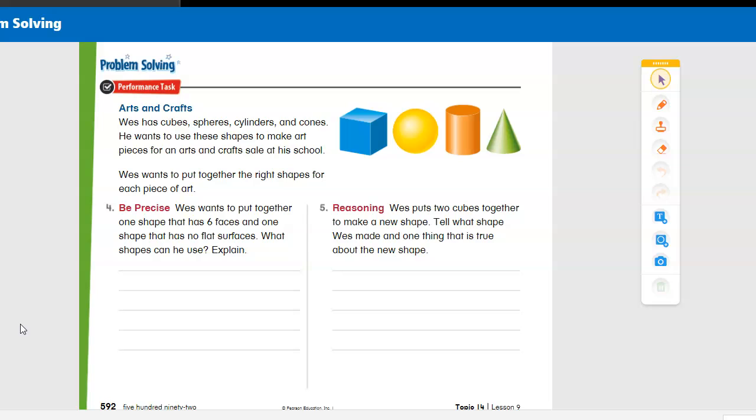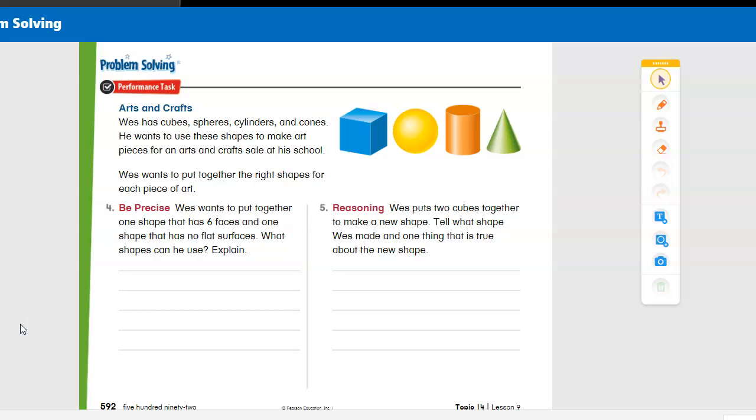All right, boys and girls, now this is the last page of our workbook. It is page 592, and we are answering numbers 4 and 5. So let's read what it wants us to do in problem solving. It says, Wes has cubes, spheres, cylinders, and cones. He wants to use these shapes to make art pieces for the arts and crafts sale at school. Wes wants to put together the right shapes for each piece of art.